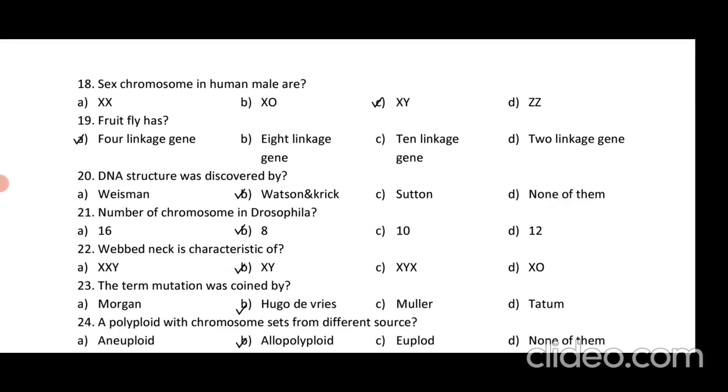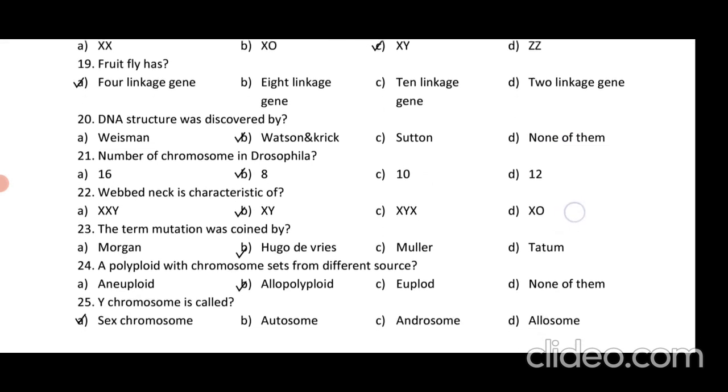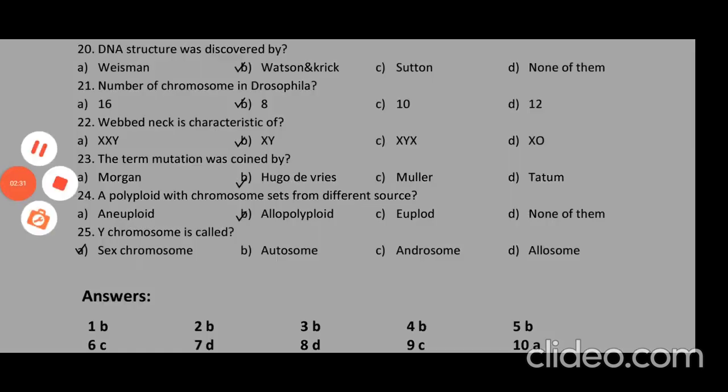The term mutation was coined by Hugo de Vries. Polyploid with chromosome sets from different sources is allopolyploid. Allopolyploid is a polyploid with chromosome sets from different sources. Y chromosome is called sex chromosome.